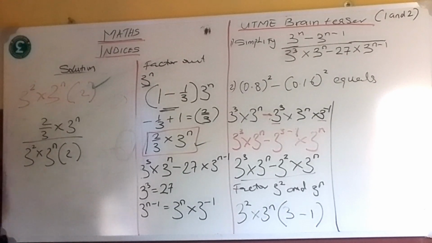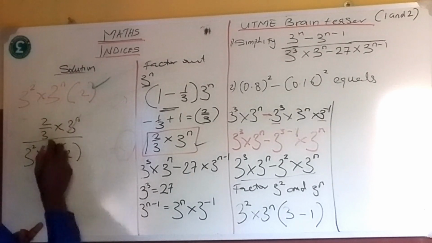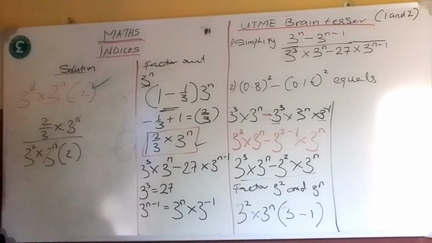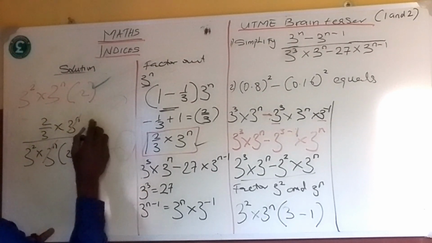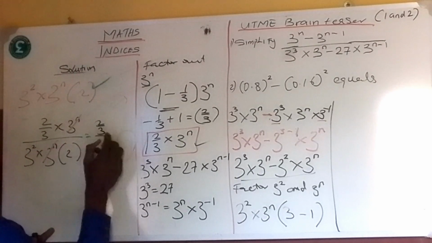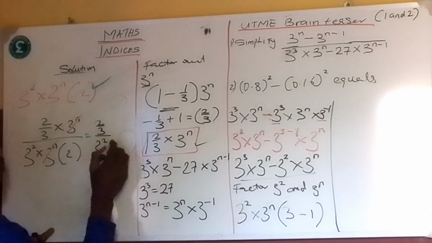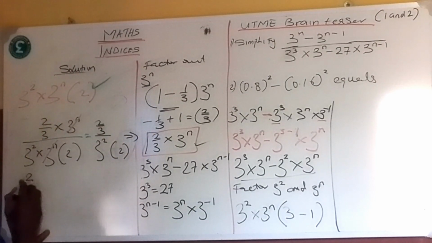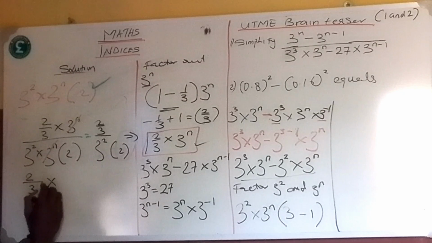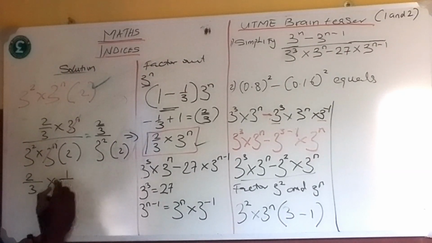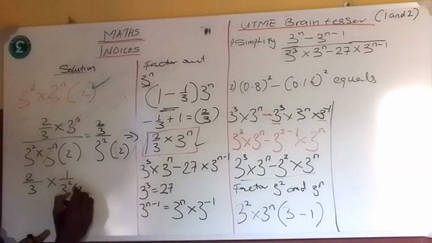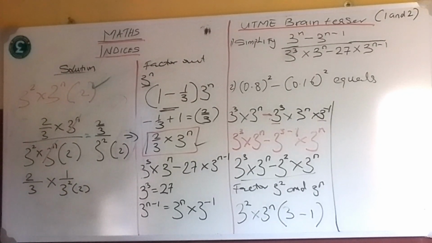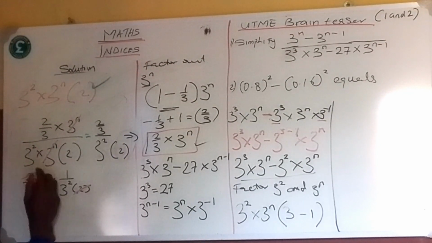Then notice that we're going to apply the rule of division. In the rule of division, this one will cancel out this one. So what I have now is equal to 2 over 3 divided by 3 raised to the power of 2 times 2. Now this equation means 2 over 3 times 1 over 3 raised to the power of 2 times 2. Notice that I have 2 over here and I also have 2 over here.